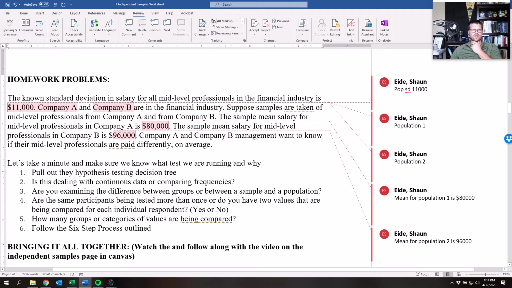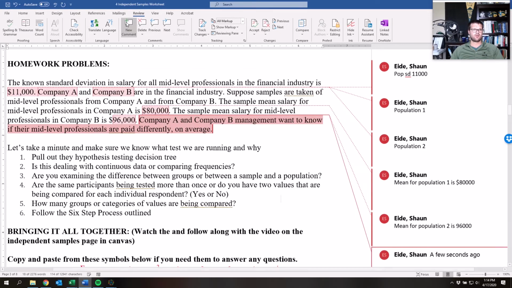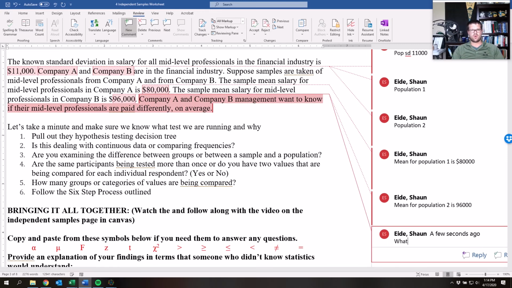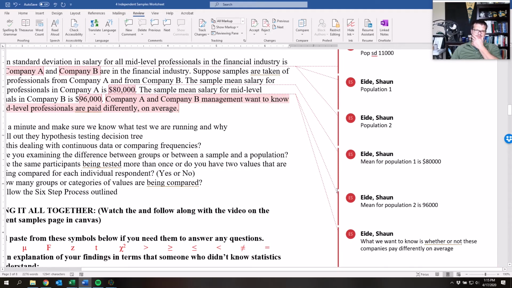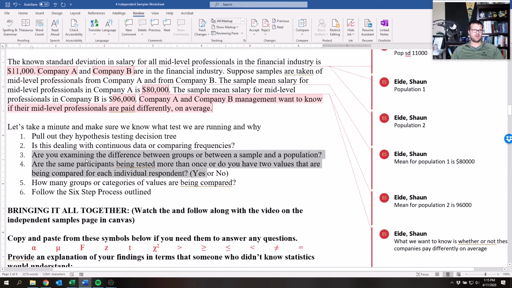Okay, so what is it that we want to know? We want to know, are they different on average? New comment. What we want to know is whether or not these companies pay differently on average. Okay, so it's just a really good process to go through and just highlight and note what it is that you're looking at. Okay, so let's look over here.